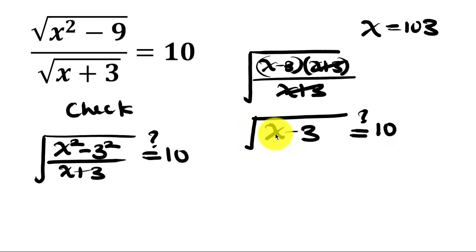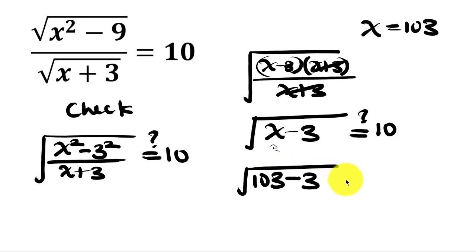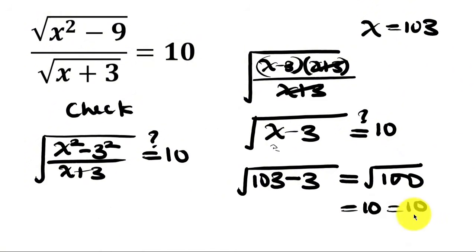So we're checking to see if we're going to be having 10 as a result. Now, when I plug in 103 here, so let me do that. So we have the square root of 103 minus 3. This gives the square root of 100, since 103 minus 3 is 100. And the square root of 100 is equal to 10, which is what we have on the right-hand side. So our value for x equal to 103 is actually correct.